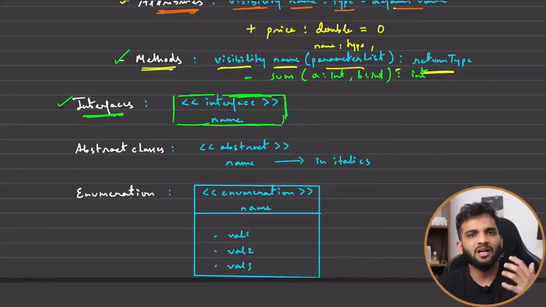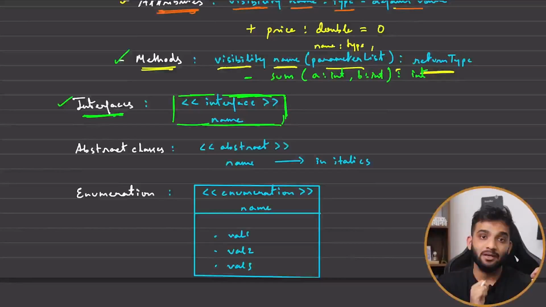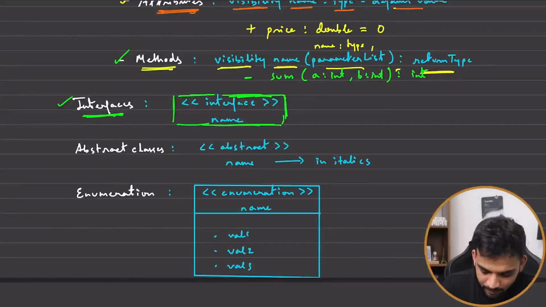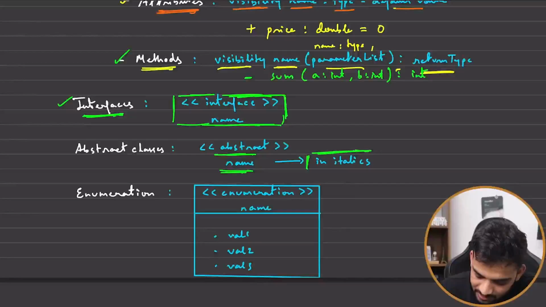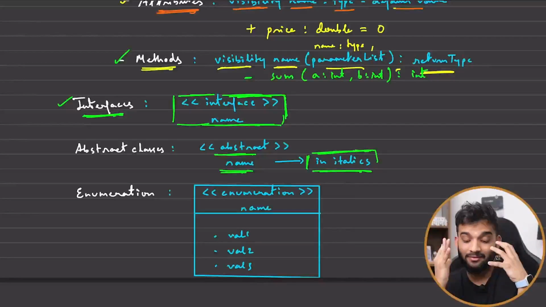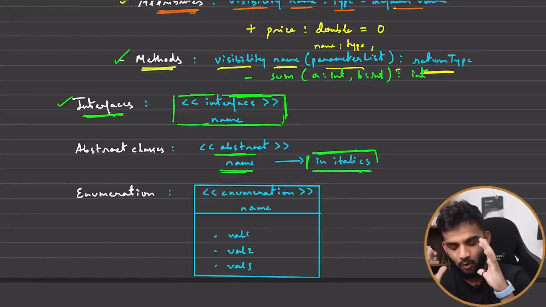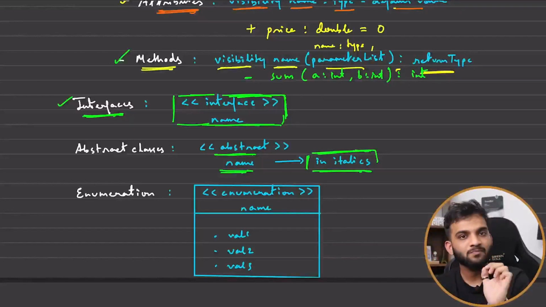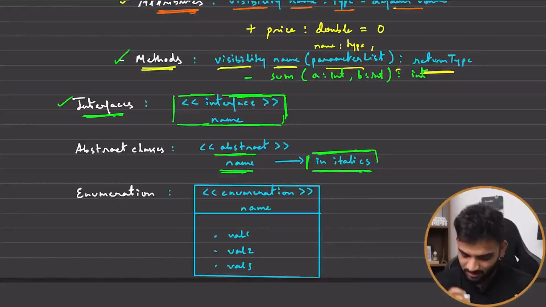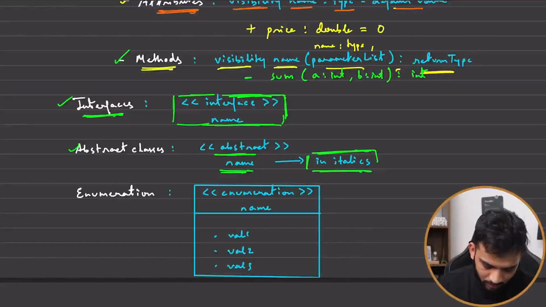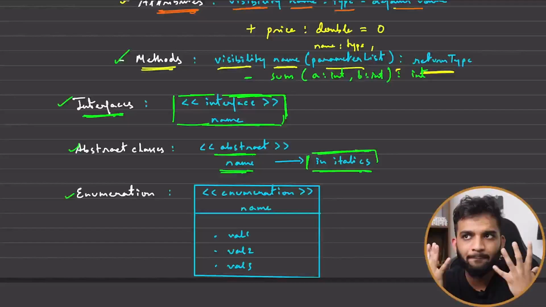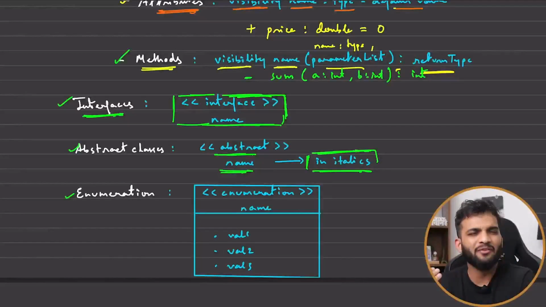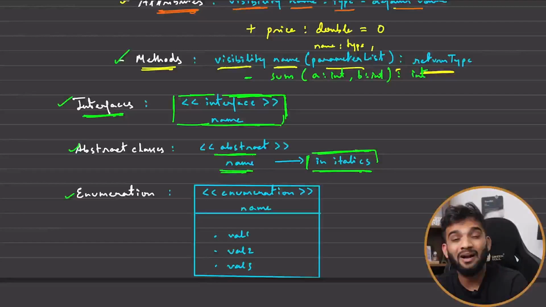What about abstract classes? How do I differentiate between a normal class and an abstract class? I do that by using this particular stereotype and then writing the name. But be very careful, the name will be in italics. That tells the stakeholders that, okay, it's an abstract class, and the name is in italics. Perfect. What about enumeration, where typically you define enums, which have multiple types.